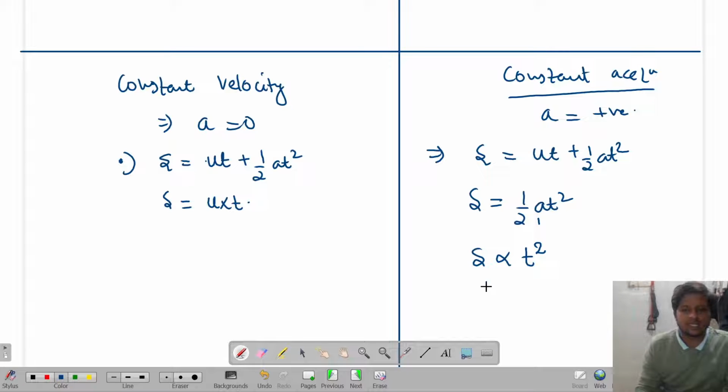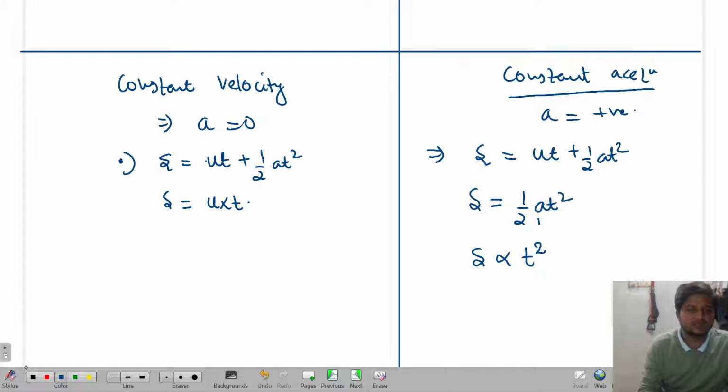And you know that this particular displacement directly proportional to t square is the equation of a parabola, like y directly proportional to x square. How do you draw y versus x? You draw it this way, or not? Tell me. So distance is directly proportional to t square.